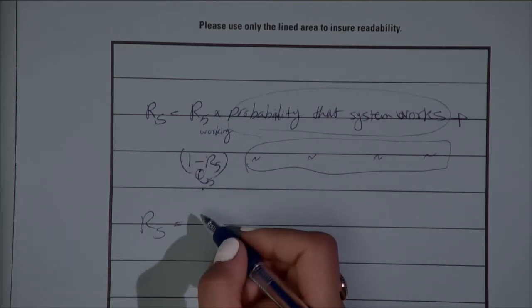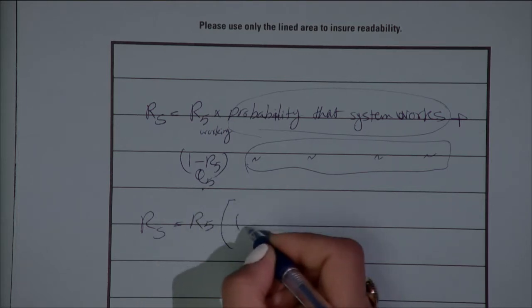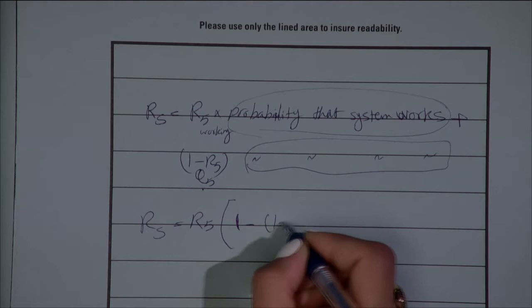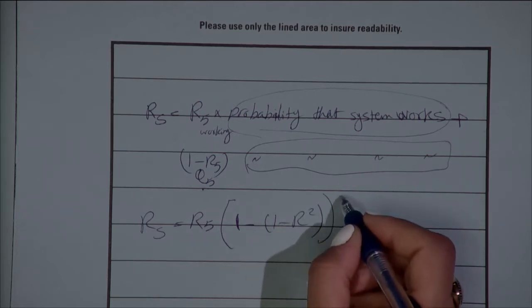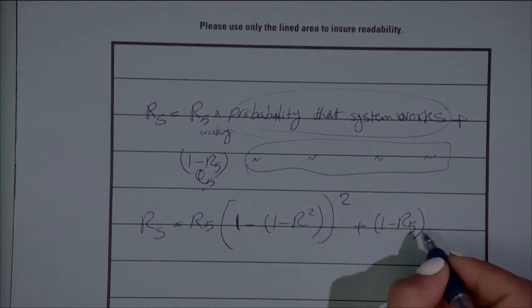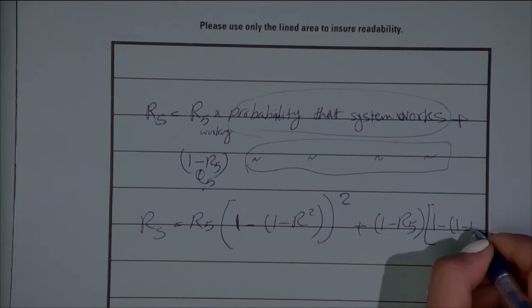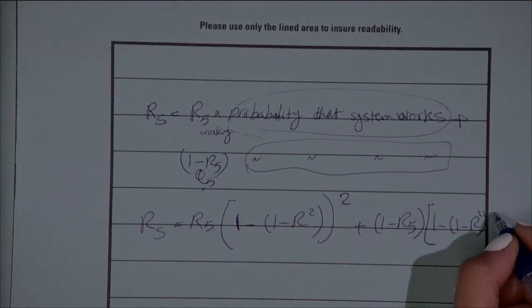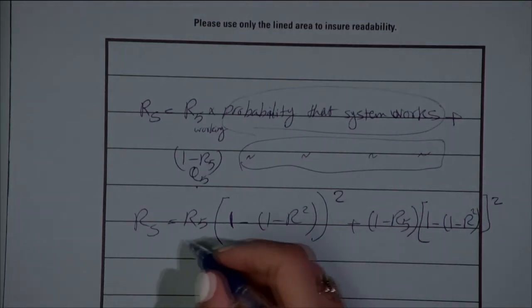So basically the equation turns into R5 multiplied by the term 1 minus R squared, that is squared, plus 1 minus R5, which is the probability of its failure, multiplied by the equation that we calculated when R5 is not working, which is squared here. That becomes the probability of the system working in general.